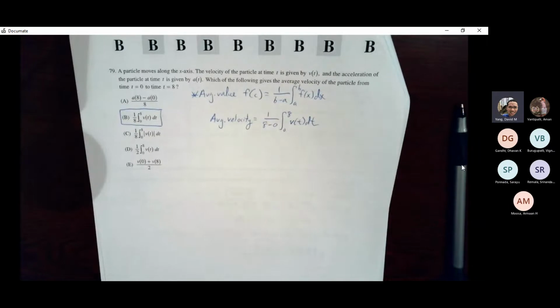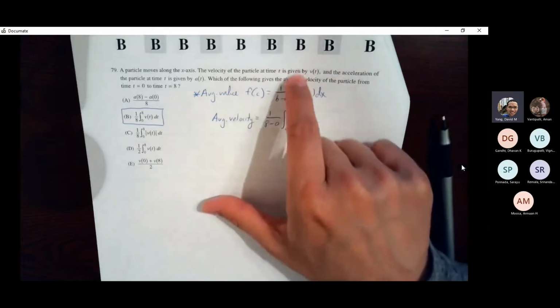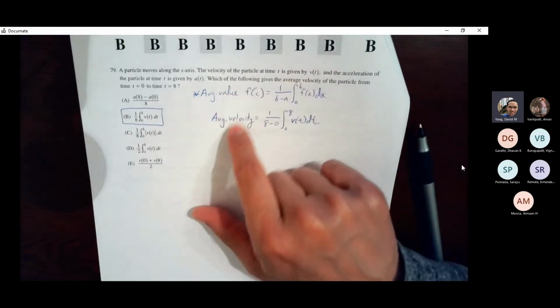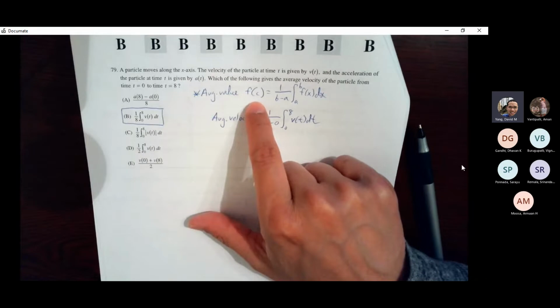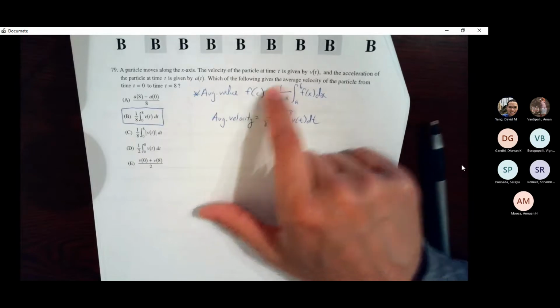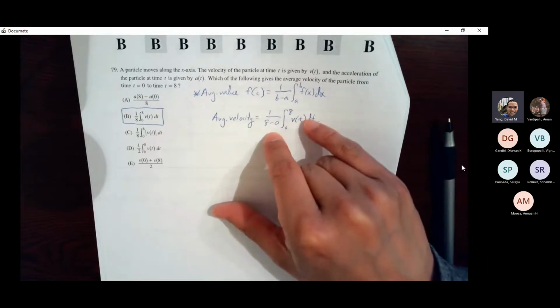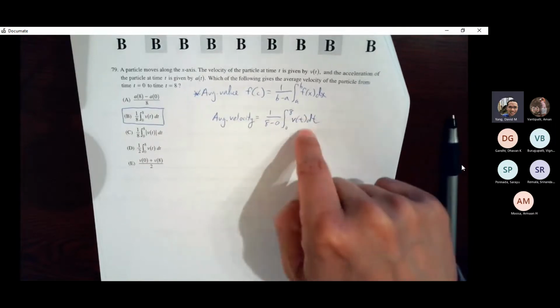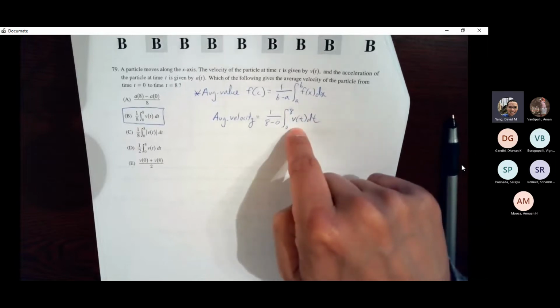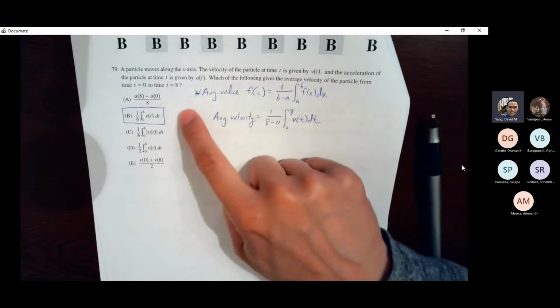Okay, 79. A particle moves along the x-axis. The velocity is given by v of t. Acceleration is a of t. Which of the following is the average velocity? Average velocity is defined as change in position over change in time, but it could also be defined by the average value theorem. So if I want to find average velocity, I'll just do 1 over b minus a, integral of velocity. My a and b are 0 and 8. Once I adapt it for this particular problem, that's going to match with answer choice B.